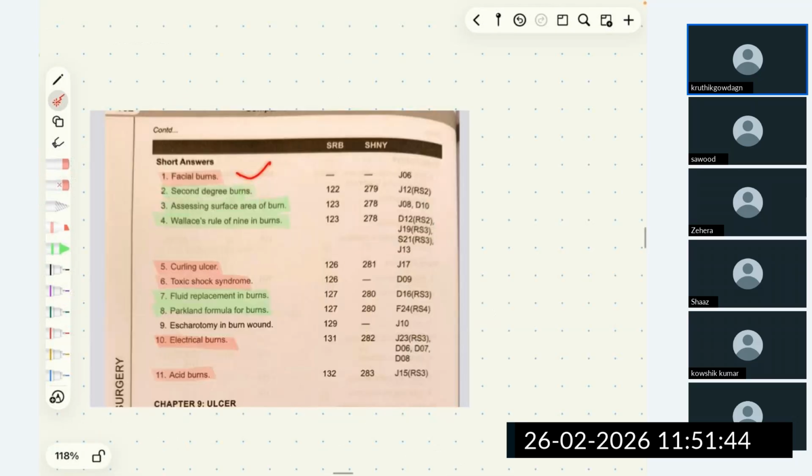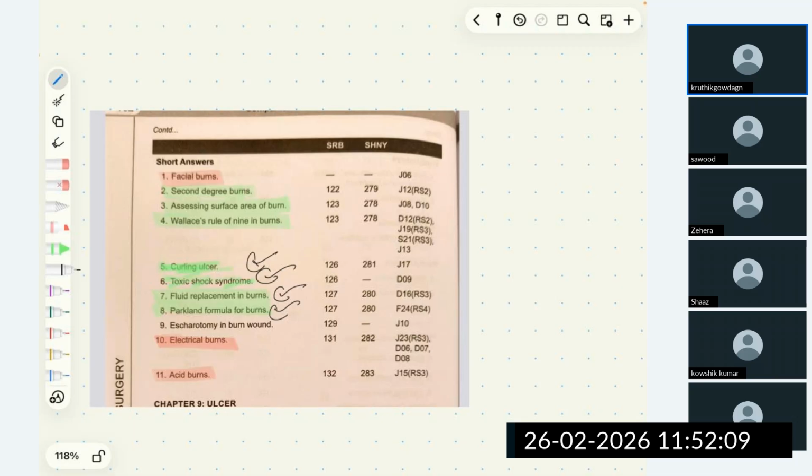Second degree burns, we saw deeply. Assessing surface area of burn, we saw. Wallace rule of nine, we saw. Curling ulcer also we saw. Toxic shock syndrome also we saw. Fluid replacement in burns we saw. Parkland's formula in burns we saw.